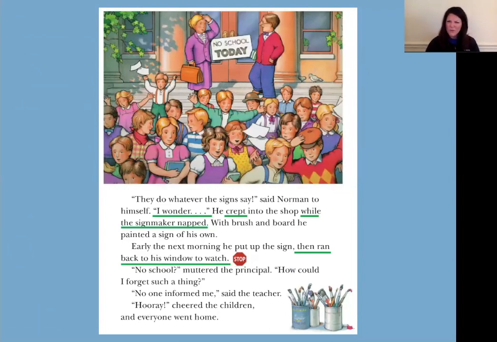"No school?" muttered the principal. "How could I forget such a thing?" "No one informed me," said the teacher. "Hooray!" cheered the children, and everyone went home.